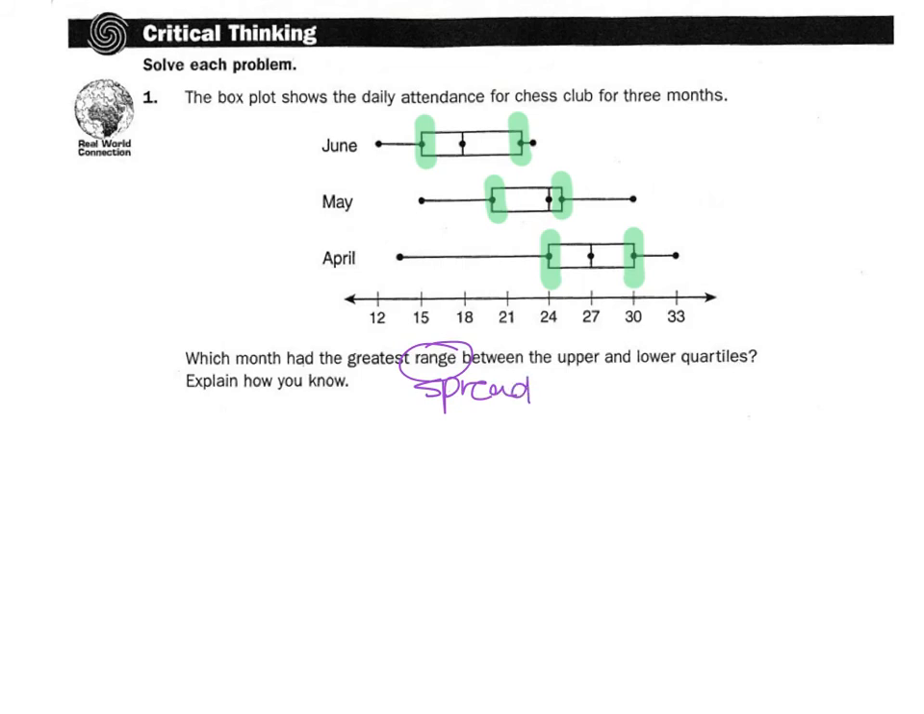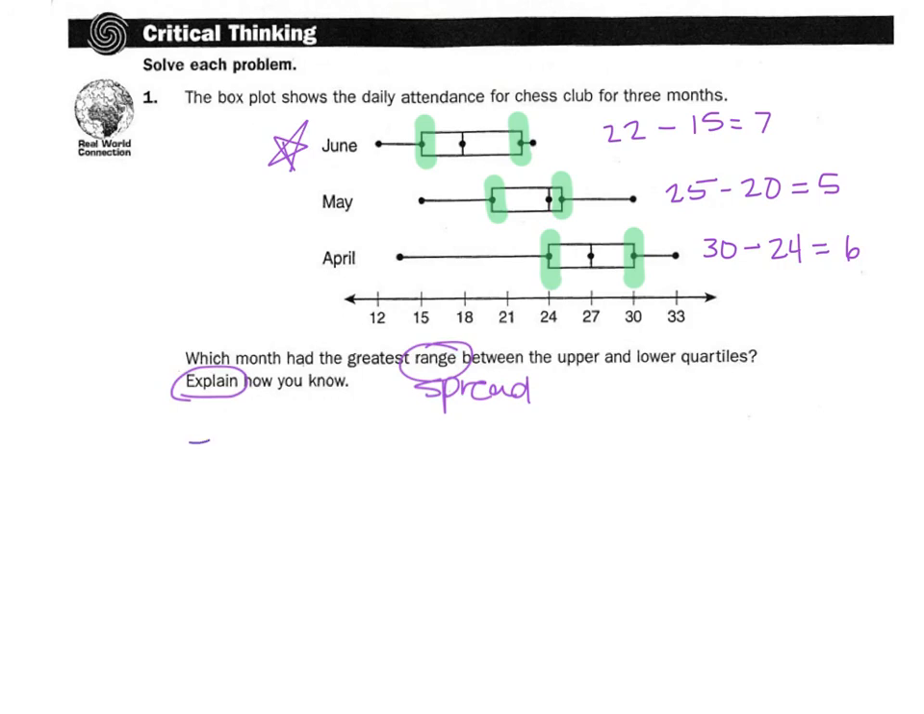So pause it, do it, and then check it. All right. After you do the subtraction of the two numbers, the upper from the lower, you will find that 7, 5, and 6. So which one has the greatest spread? Which one would that be? It would be June. So your question says, explain how you know. This is the part y'all hate doing, but you need to do it. You need to practice it. So you start talking about what you did.